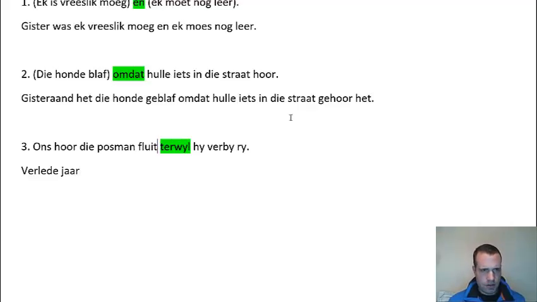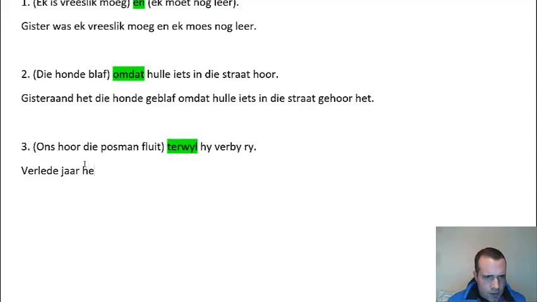Now, in this first part here, if we have a look there, split your sentence in two. Verlede jaar het. Now, there's a verb and there's another verb at the end of your sentence. Do you see it? Fluit. So, hoor cannot move over the top of fluit. And hoor will not get a ge. Verlede jaar het ons die postman hoor fluit. Terwyl.